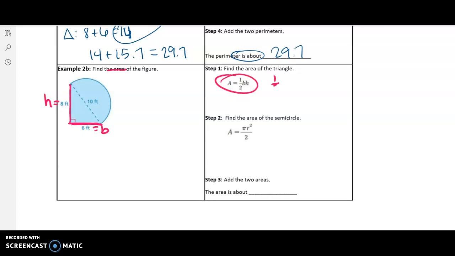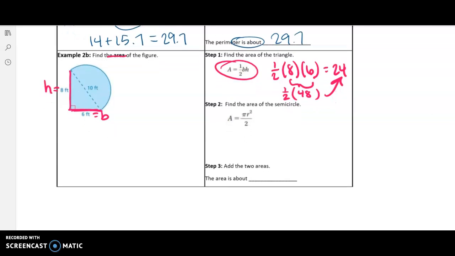So we have 1/2 times 8 times 6, which equals 24, half of 48. Well, sorry, that should have been a 2. Half of 48 is 24. All right, so now we're going to find the area of the semicircle.